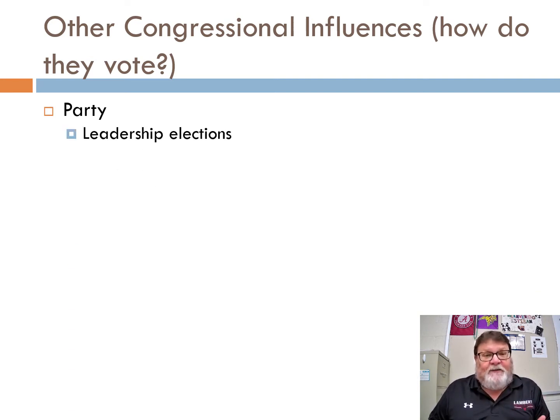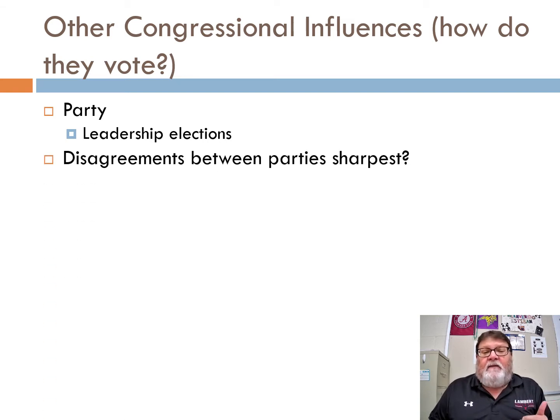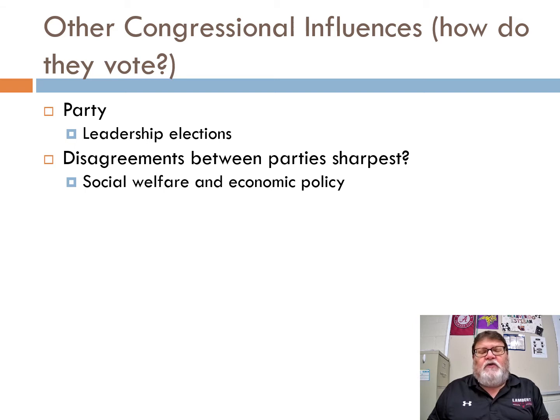One of the things has to do with leadership elections. So how do they influence? It's with their leadership. Also, we need to understand, and this is again going to be about influence, where in our society and in our issues are the disagreements between the parties the sharpest? If you were in class, we'd be asking for some ideas from the students themselves. But the idea here is the biggest differences we have are the same in Congress as they are in society. Social welfare and economic policies. That's the major areas of sharp disagreement between the Republicans and the Democrats.